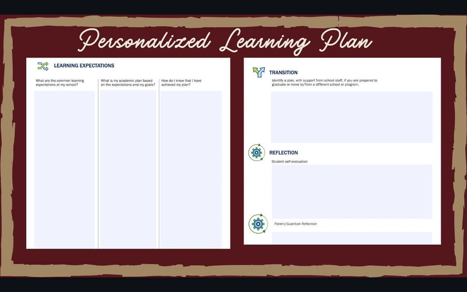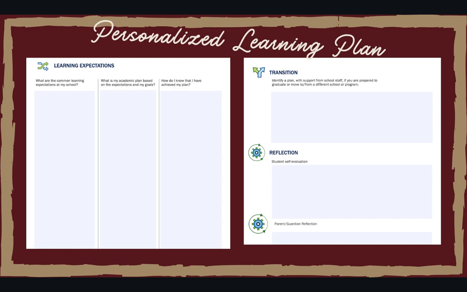As the personalized learning plan continues, we'll talk about learning expectations. What are some common learning expectations in my school? What is my academic plan based on the expectation and my goals? And then how do I know I've achieved my plan? And then we'll talk about the transition. Once students have completed their plan or graduated from their plan, what can be next? Students will reflect, and we'll also have the parent and guardian reflect.